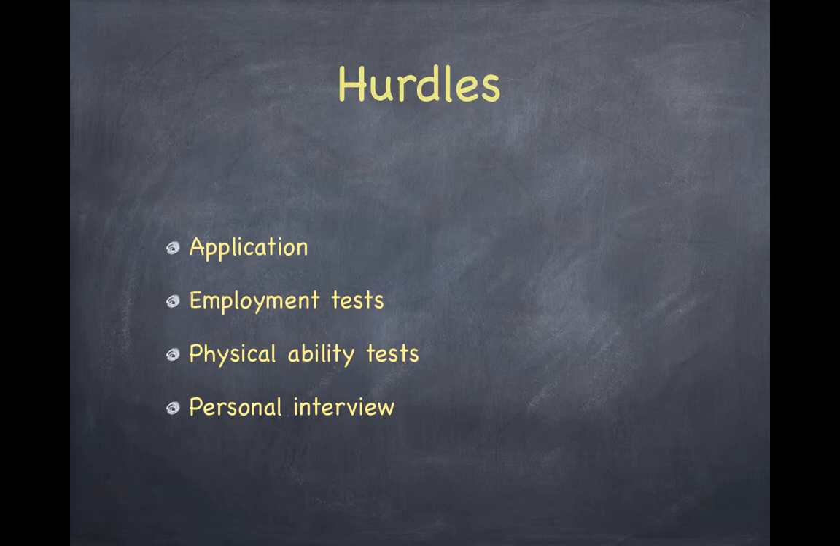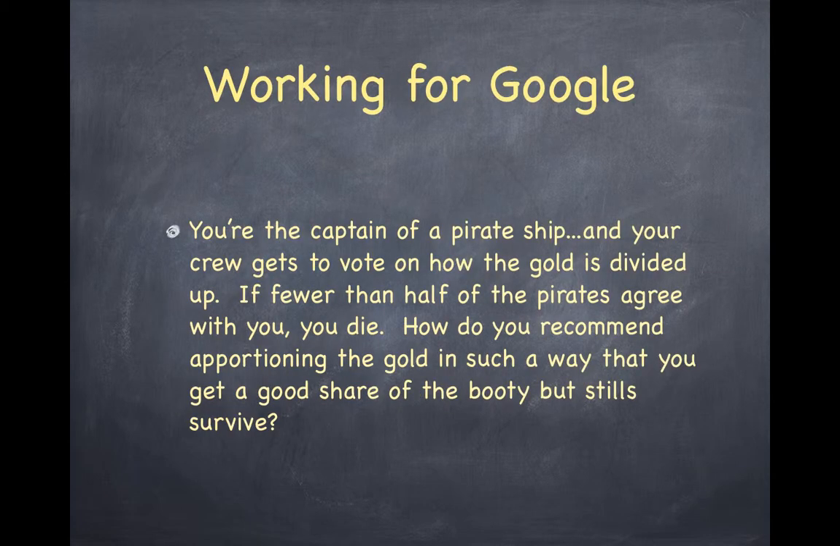And one of the things you have for your discussion board is how you would answer one of the sample interview questions. And this one is: you're the captain of a pirate ship, and your crew gets to vote on how the gold is divided up. If fewer than half of the pirates agree with you, you die. How do you recommend apportioning the gold in such a way that you still get a good share of the booty, but still survive? Looks like I have a little typo in there. I'll correct that before it goes out.